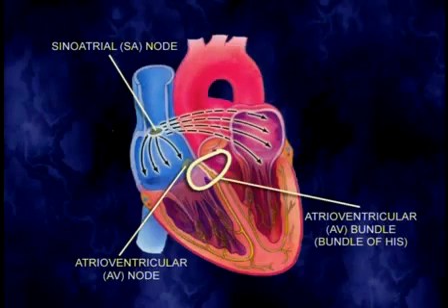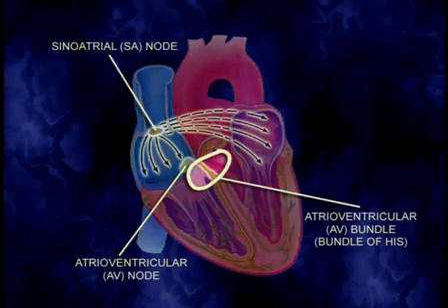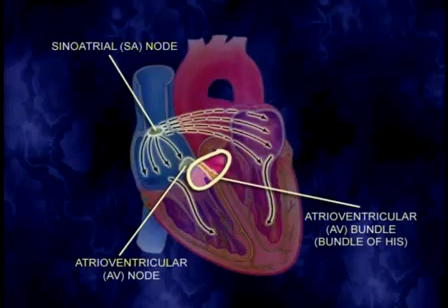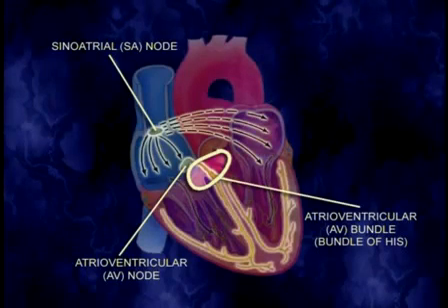This roadblock right here at the AV bundle is the one that does it. It slows conduction just long enough so that the electricity is held up, just like a traffic jam on a highway, and these atria have the ability to empty themselves completely into the ventricles. The ventricles then go ahead, fill, and do their ventricular ejection.